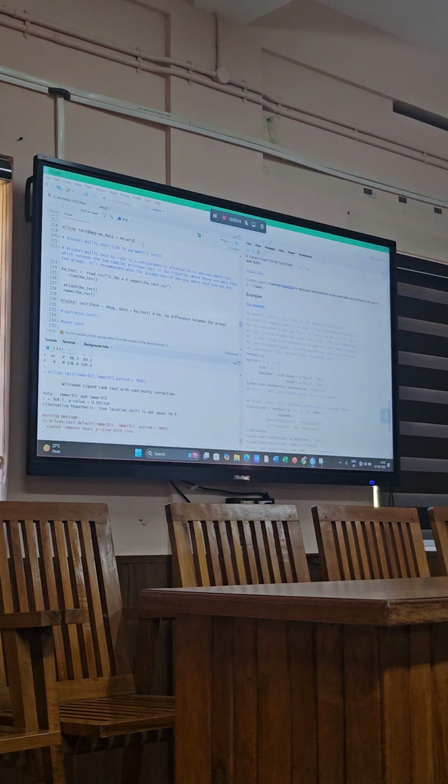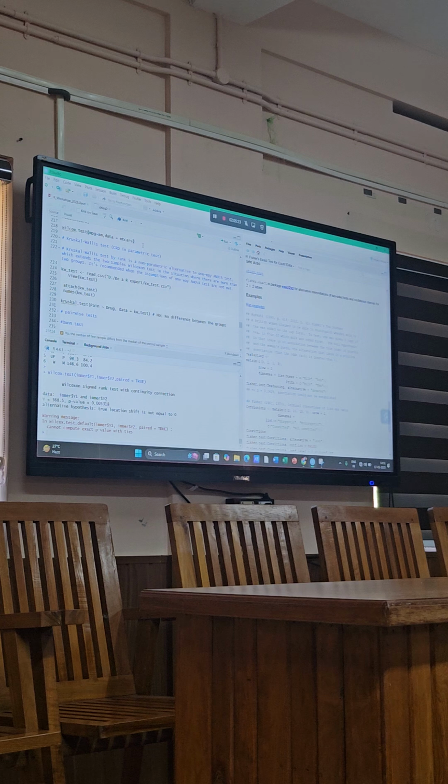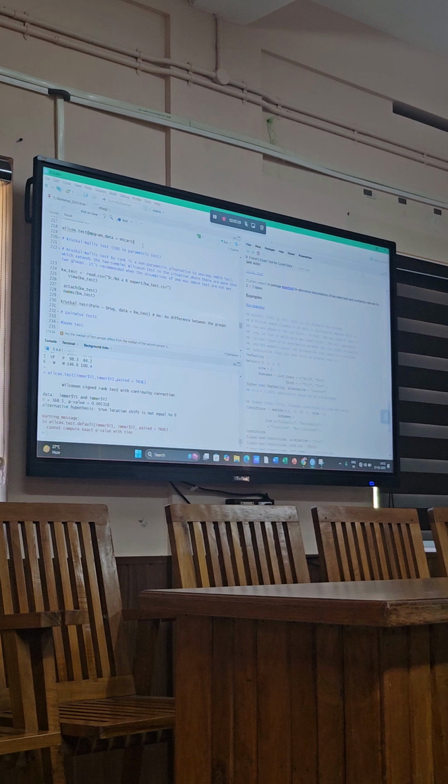Exactly, I can go for it manually. The problem is the number of analyses becomes more. There should be 3 analyses: sample 1 with 2, 1 with 3, 2 with 3. Which means there are 3 samples, meaning 3 different tests. Suppose 5 samples. How many? This is 5C2, which means 10. So 10 t-tests you have to perform.